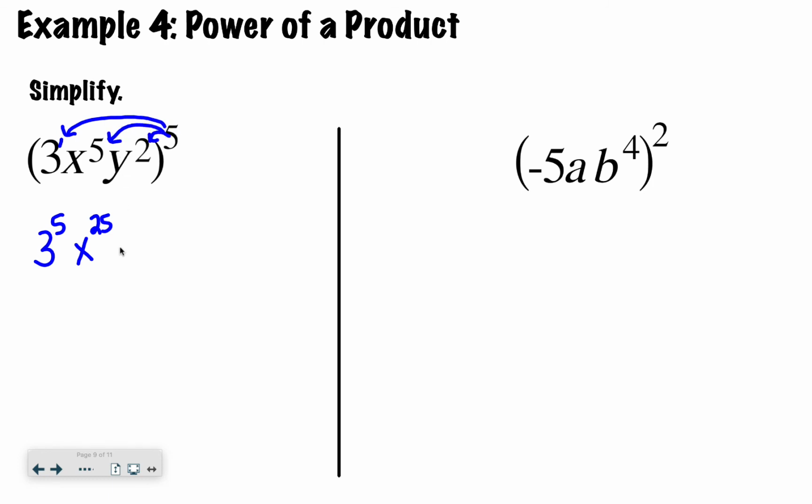5 times 2, so y to the 10th. Okay, and then we're almost done. Sometimes your book will tell you it's okay to stop right there. Sometimes your book will tell you that you need to simplify further.